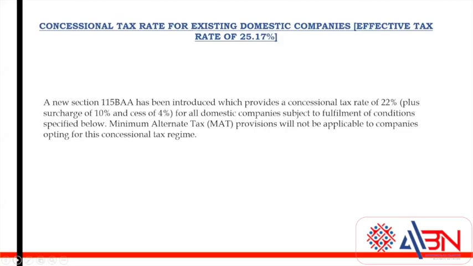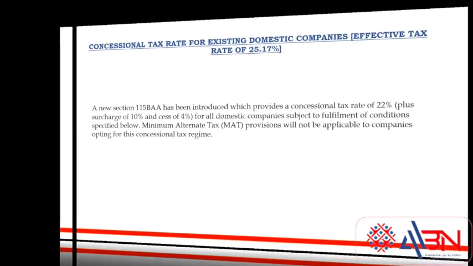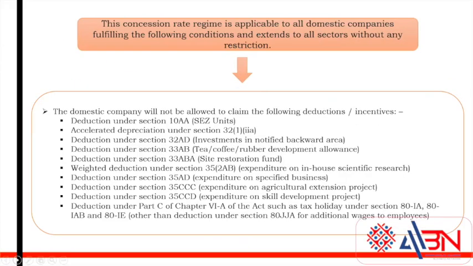But of course, there are certain terms and conditions attached to this section. There are a lot of deductions and exemptions given under the Income Tax Act, such as for SEZ units, for people who are investing in backward areas, or tea, coffee, rubber allowance, site restoration funds, etc. All these deductions will now not be allowed to be taken by the companies who opt for this 25% tax rate.